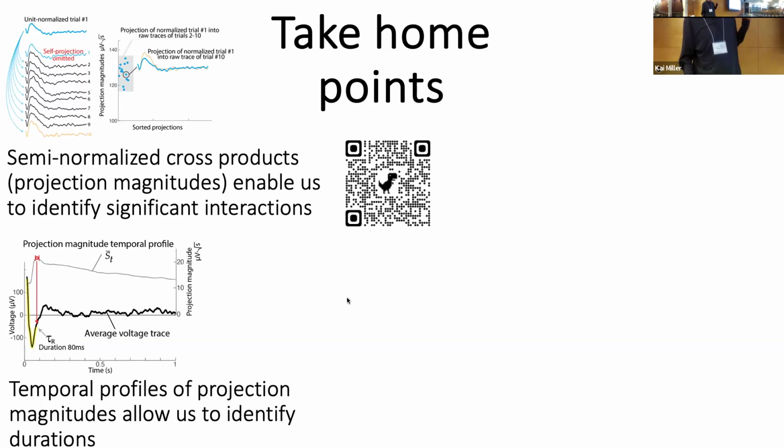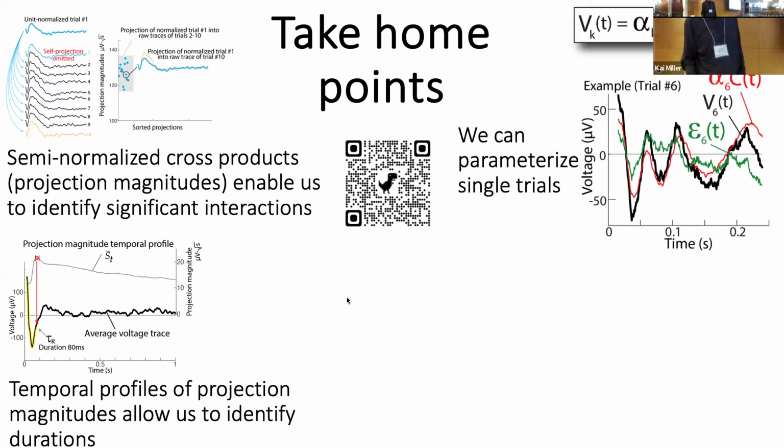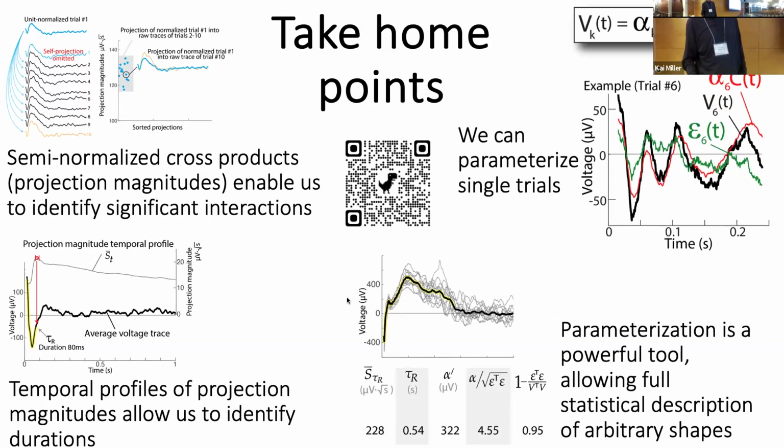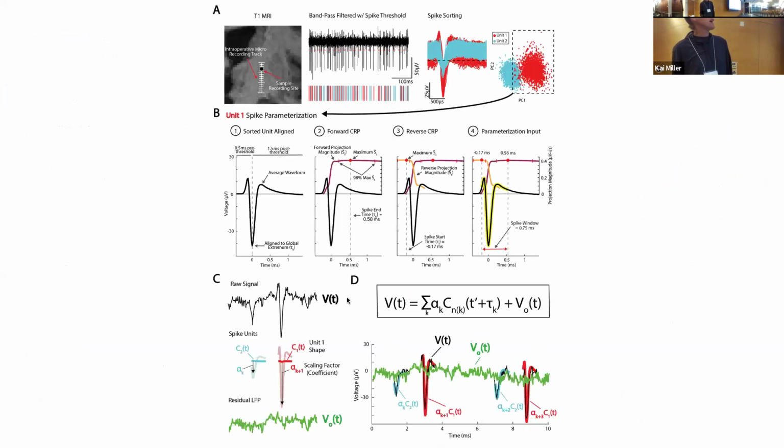And then we generate temporal profiles of this interaction in order to identify the interval over which we have a significant response. And then we perform a parameterization. And then in the language of that parameterization, we can talk about things like signal to noise trial by trial of individual cases. I also apply this to action potentials.